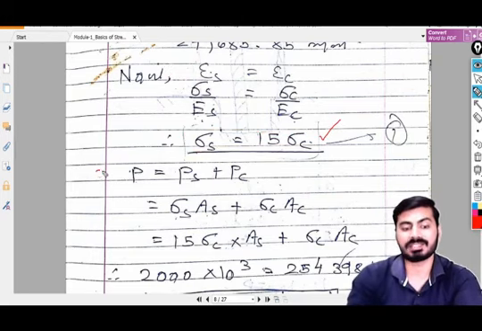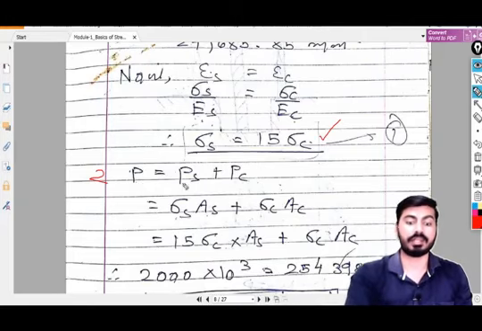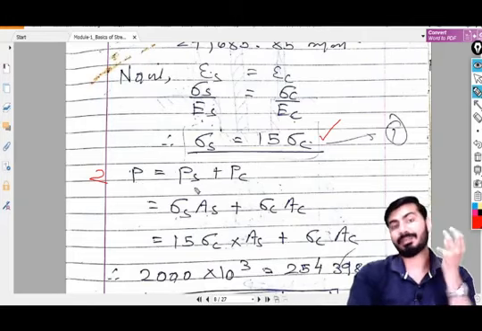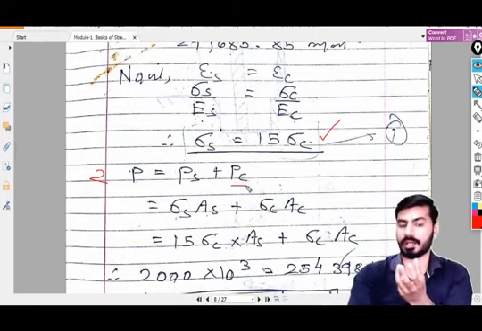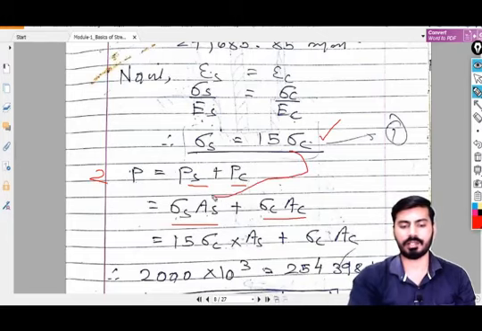Now you will apply the second step. The second step is nothing but P, the total applied load, that is 2000 kilonewton, equals the load taken by the steel plus the load taken by the concrete, the summation of both the loads. Now convert it in terms of stress and you will get this answer. Put the value from equation number 1 into this equation. So your answer comes out to be this.